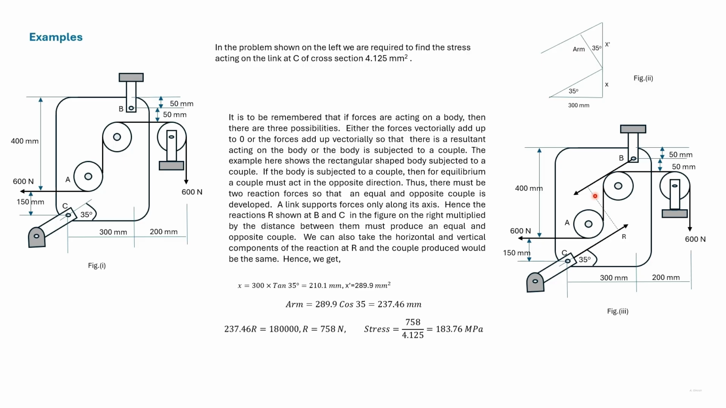We have to find out the moment arm, and the moment arm is found using this diagram, and we get it as 237.46 millimeter. Divide the moment by the moment arm, we get the force R, and dividing it by the area of the link, we get the stress in the link.